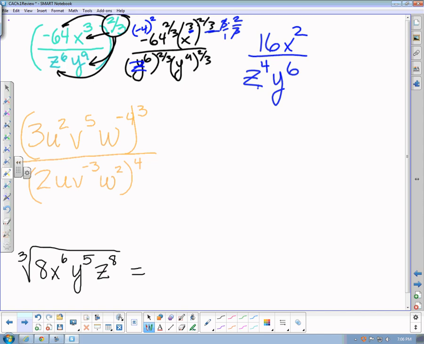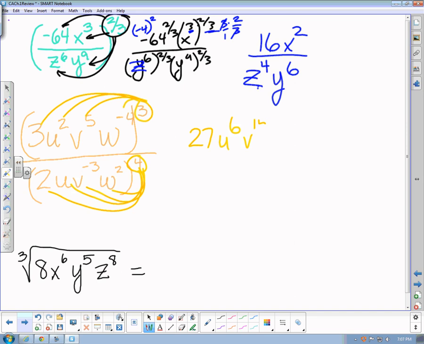Moving on to the next one. Here we have 3u squared v to the 5th, w to the negative 4, over 2uv to the negative 3w squared, to the 4th power. If you take the 4th power and the 3rd power of each of these things, 3 to the 3rd is 27. U squared cubed is u to the 6th. V to the 5th to the 3rd is v to the 15th. W is going to be to the negative 12th.